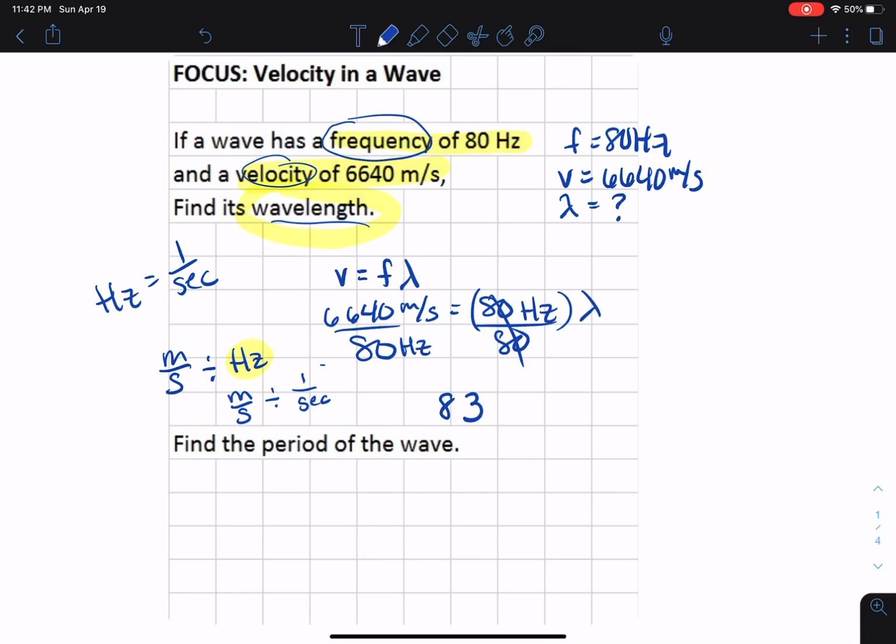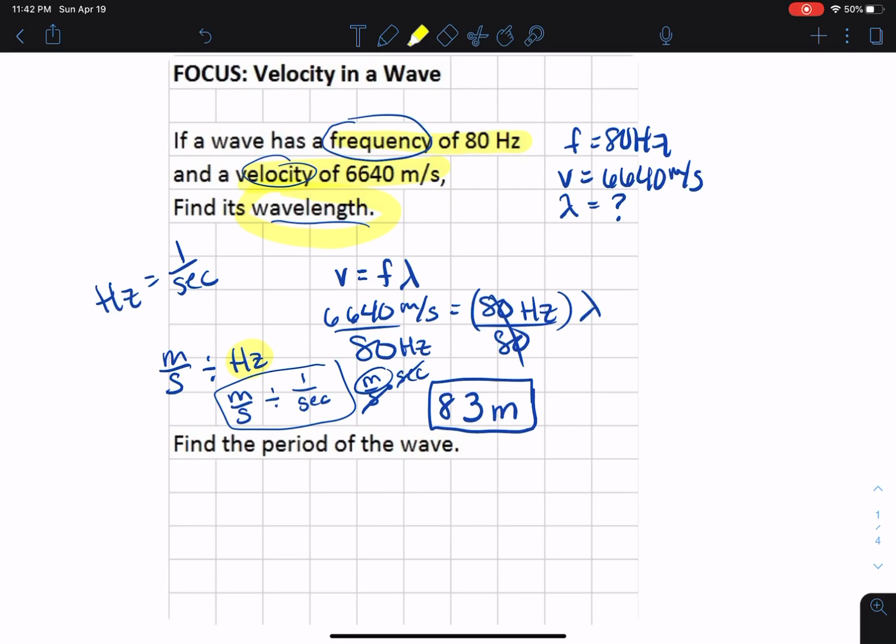Okay, but if we're dividing fractions, what do we do? We're going to keep the first, change the sign, and then flip it. So seconds and seconds cancel out and we're left with meters. So it's 83 meters, which makes sense because it's a wavelength. It wants a length. So meters is the appropriate unit for that.